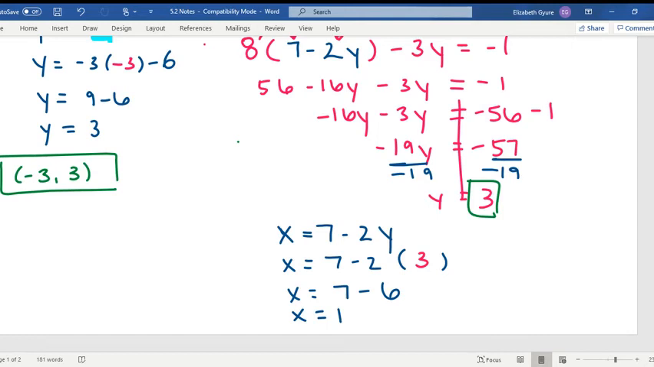Yes. Okay, so now we've got to write our final answer as a coordinate point. How would I write that as a coordinate point? 1, 3.